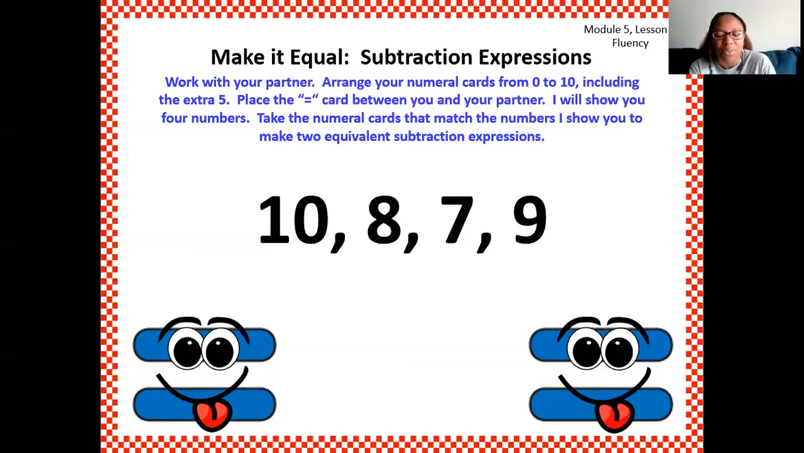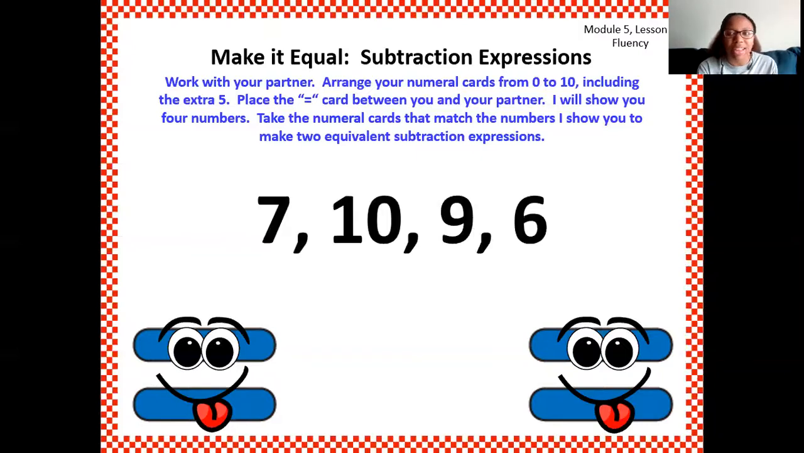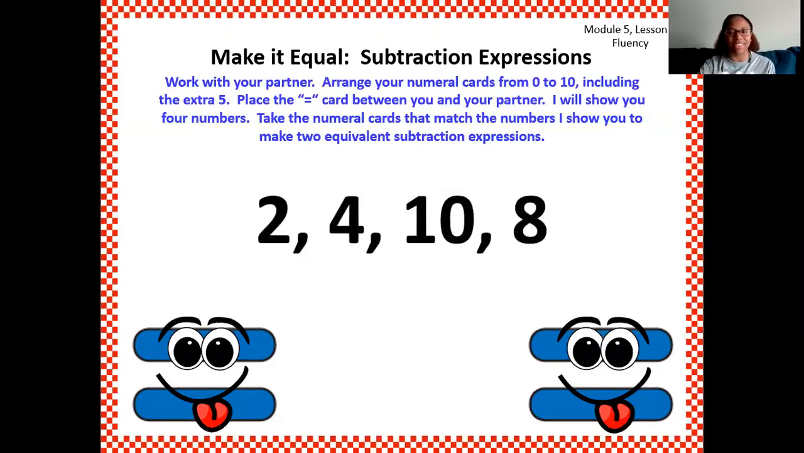We just have a few more to go. So now we have 7, 10, 9, and 6. Now I want you to show me, what did you write? And you're correct. 7 minus 6 is equal to 10 minus 9. Now this is our last one. You're doing a great job so far. Let's see what you can do now.